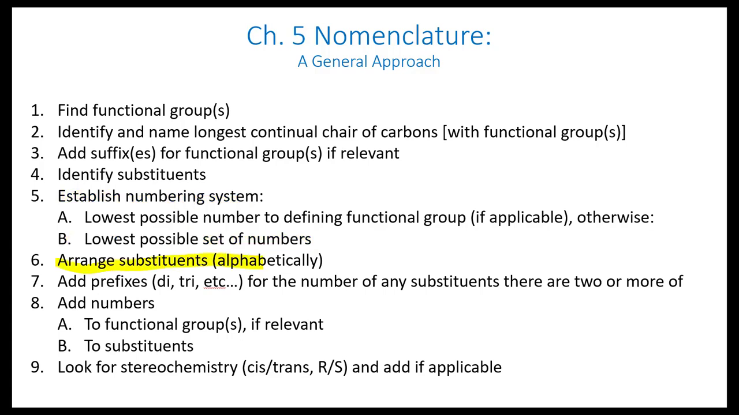Then we'll arrange our substituents alphabetically. We'll add prefixes like di, tri, etc. for how many of the substituents we have more than one of. And then we'll add numbers to our molecule, to the functional groups, first of all, if we have any, and also to the substituents. Finally, we'll look for stereochemistry like cis-trans isomerization or chiral centers, and we'll add those designations if applicable.